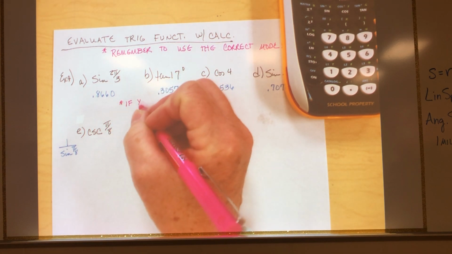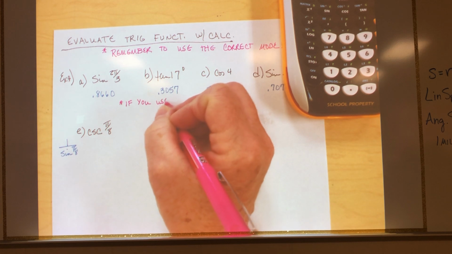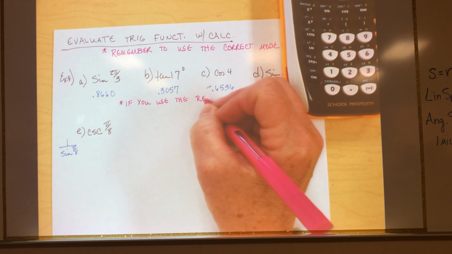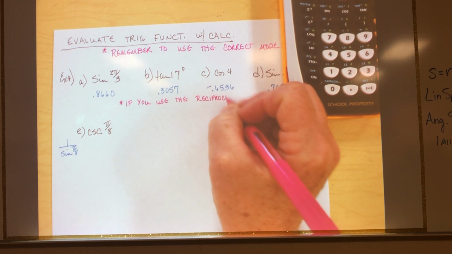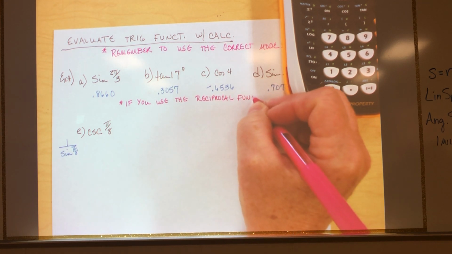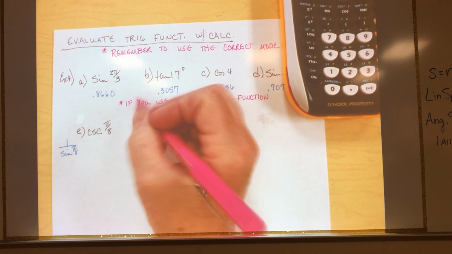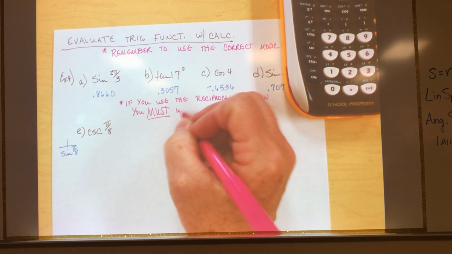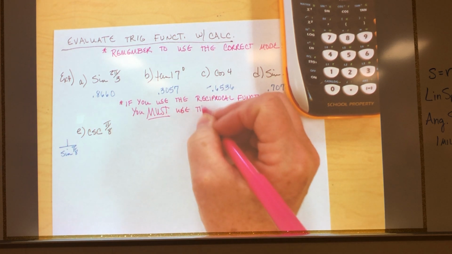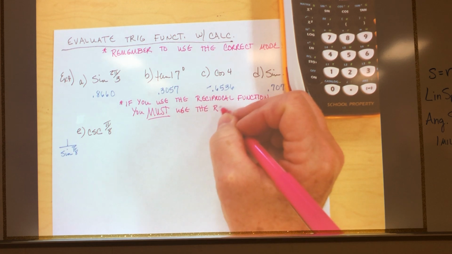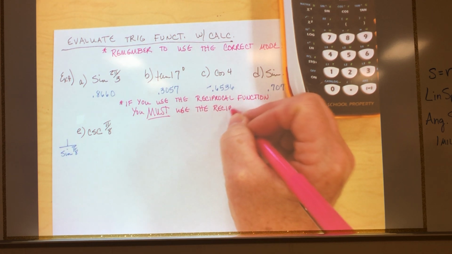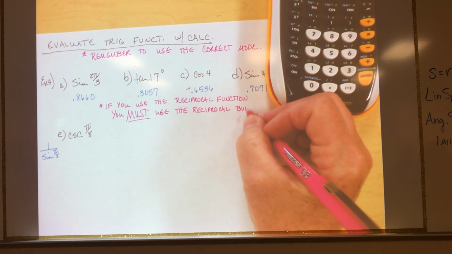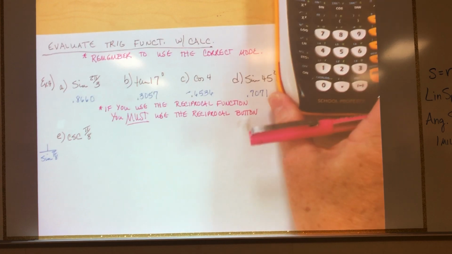If you use the reciprocal function, you must use the reciprocal button. Does anybody know what the reciprocal button on your calculator is?